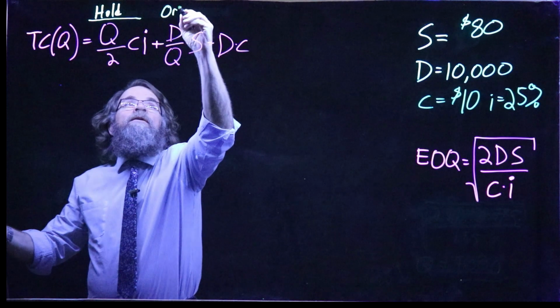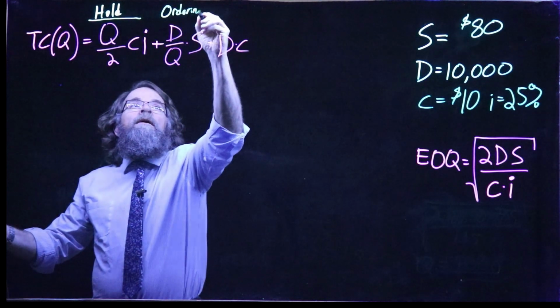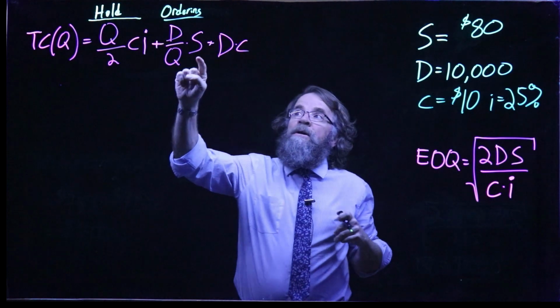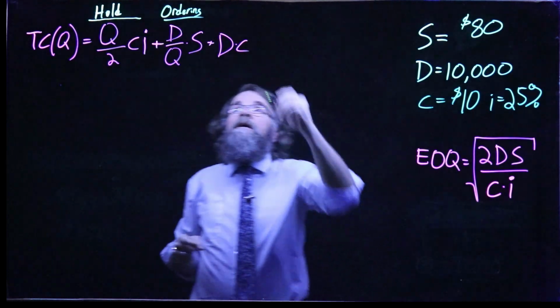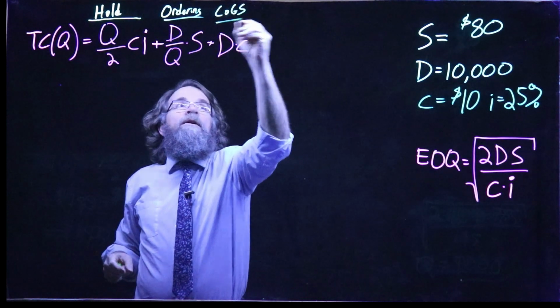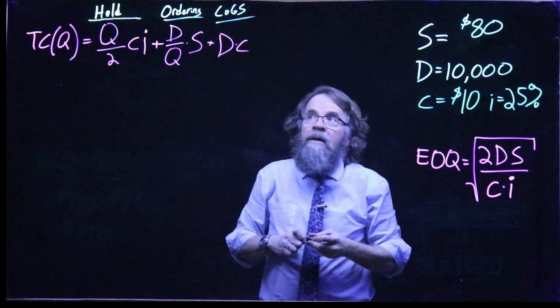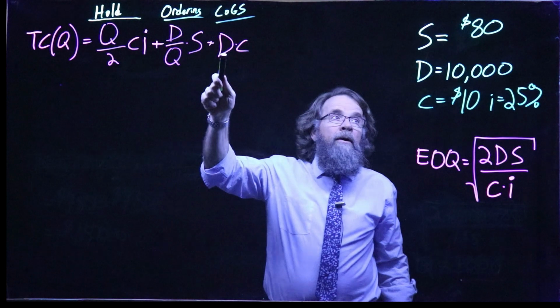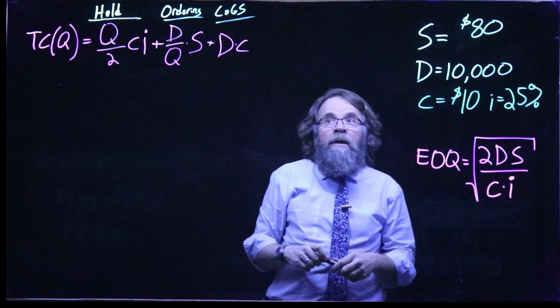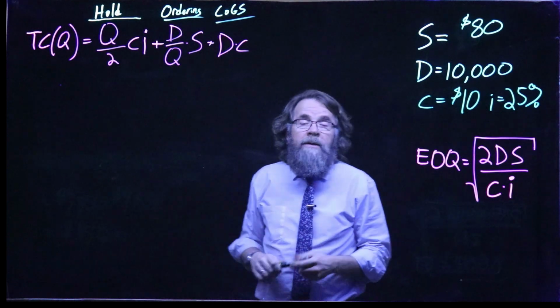And then the annual ordering cost is the same. It's the annual demand divided by Q times the ordering or setup cost S. And then lastly, we have the cost of the goods, the cost of the stuff we're buying. And if the annual demand is D, we have annual demand D times the cost per unit C. So that's how we will calculate the costs.